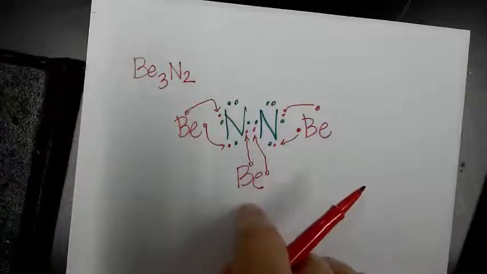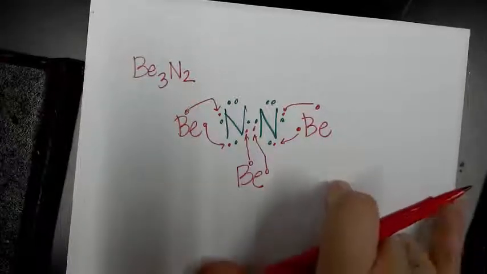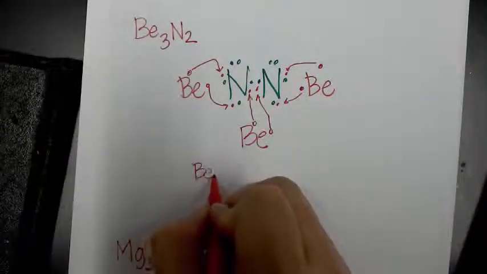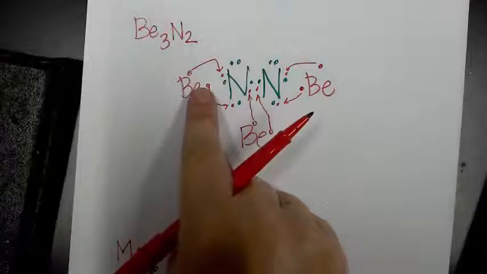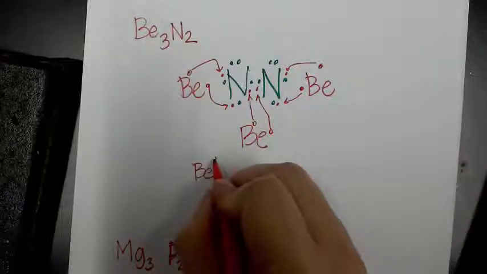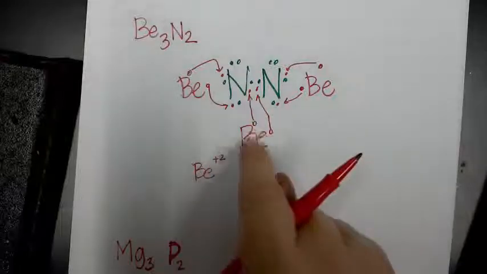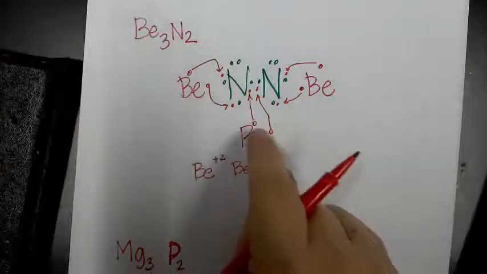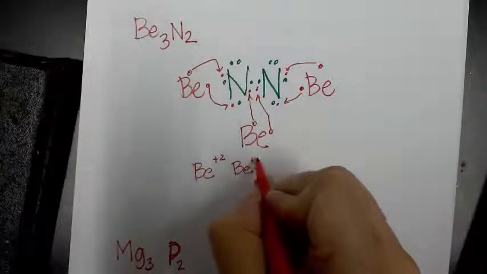So the next thing we need to do is kind of take an accounting of what we've done here. So we're going to take this Be and put it here. And we're going to say it lost 2 electrons. Remember, losing an electron is a positive thing, so it has a positive 2 charge. We're going to talk about this one. It is a Be. It lost 2 electrons, so it has a positive 2 charge.